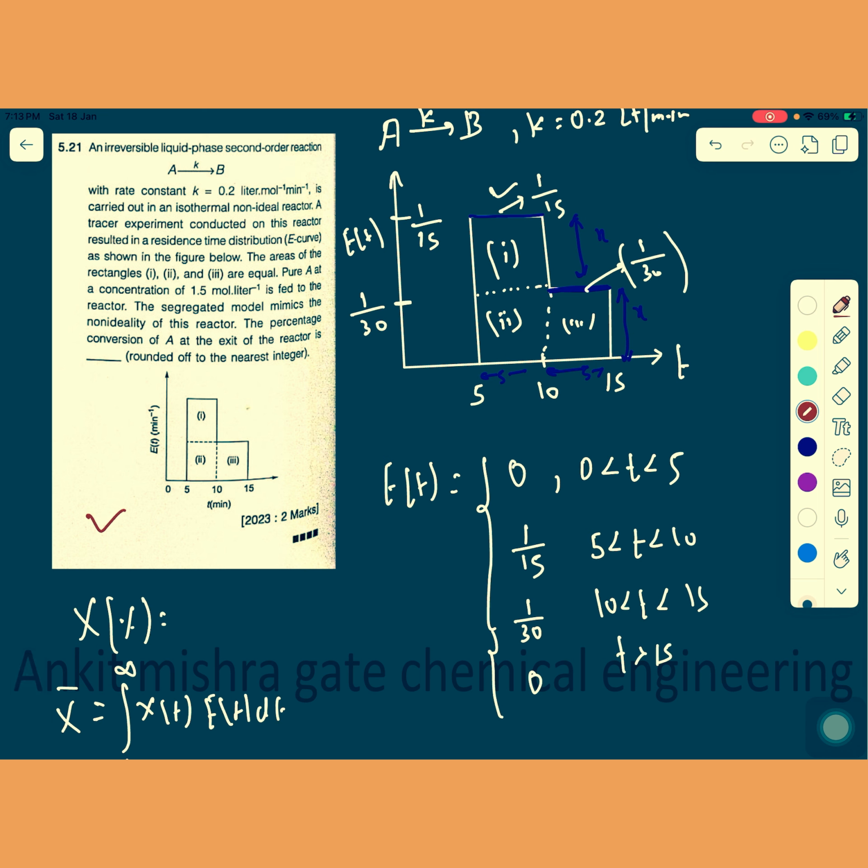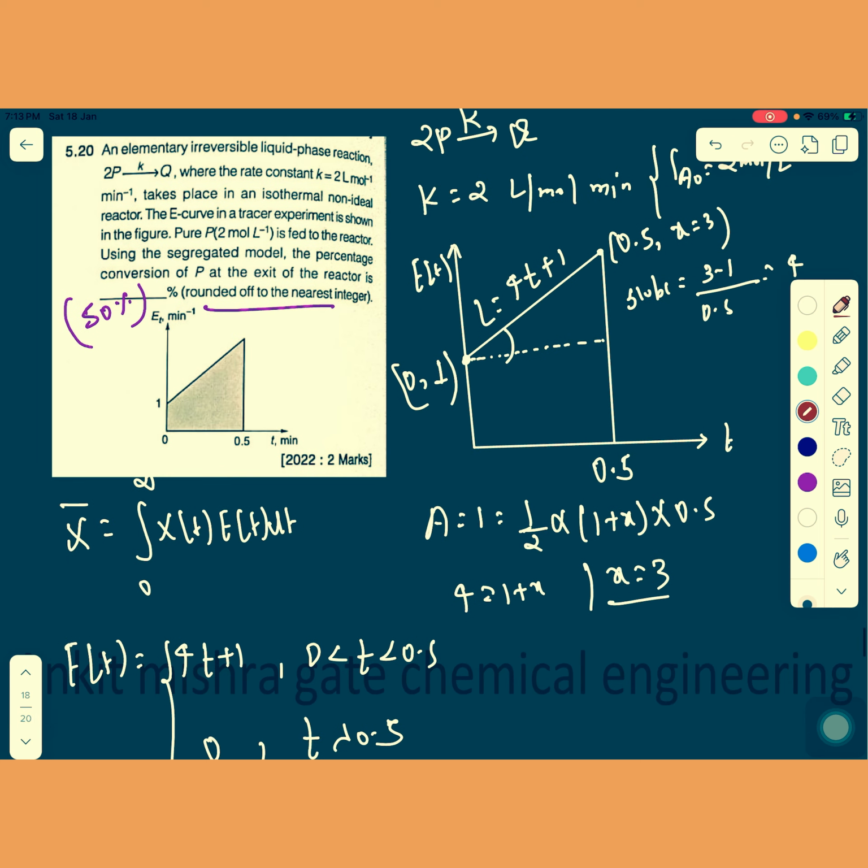And very frequently you can see that in 2023 also they asked questions from the E(t) curve and from the segregation model only. In 2022 also the same kind of questions were asked from the E(t) curve, from the segregation model. So these kinds of things are very, very important, and this is not very simple, but again you have to practice all of these kinds of questions. If you practice a lot, definitely in the examination the questions will be very easy for you.